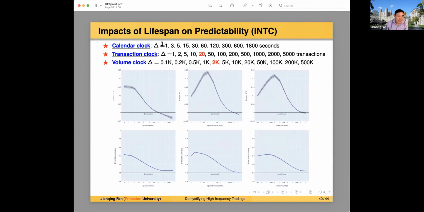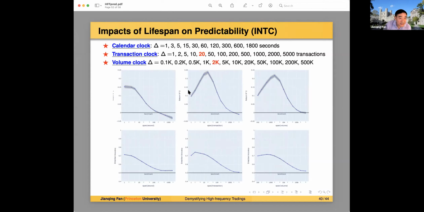So in this case, I'm first trying to look at the lifespan. Right? So we were doing 5 seconds. How about I do predictability for 1 second, 3 seconds, 15 seconds, and so on. Right? So these are the results that we get for different time spans. So when you predict too long, let's say about 3 minutes for Intel, I think the predictability is 0. So even before that, predictability is 0.